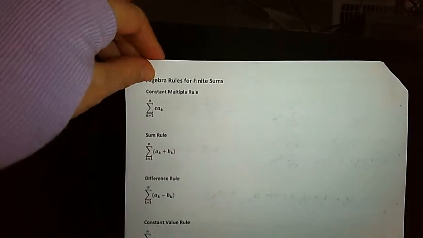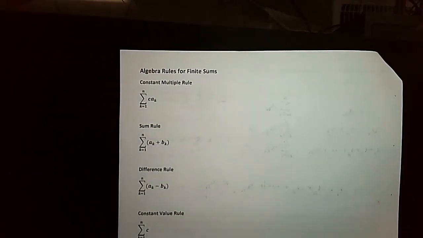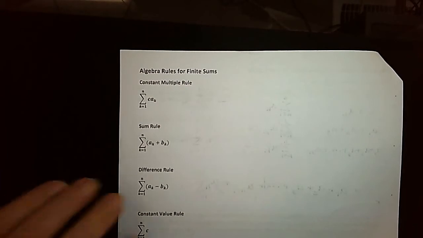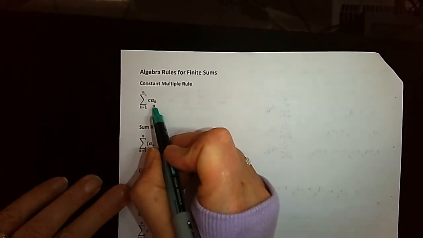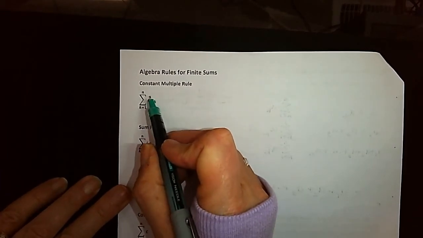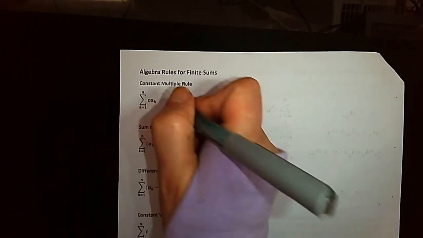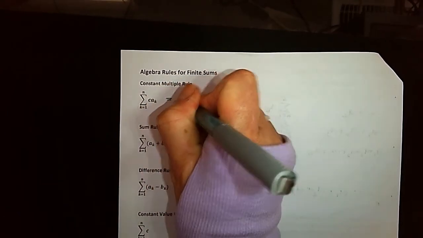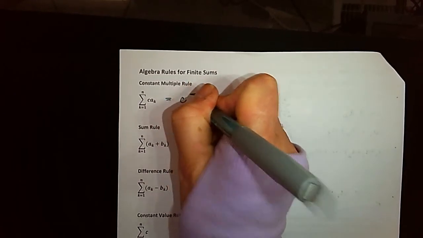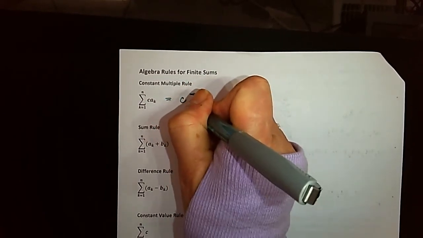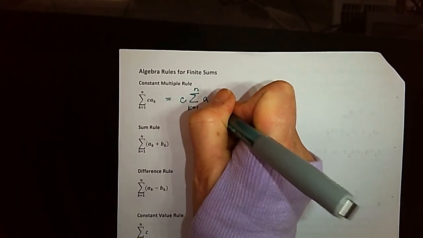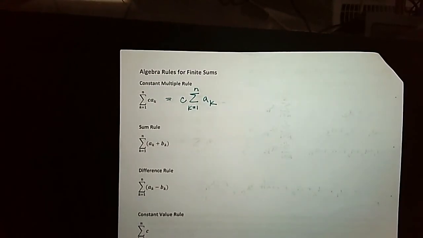We've got some algebra rules for finite sums. The first one is the constant multiple rule. If you look at what we have here, we still have that a sub k term, but it's got a constant c multiplied to it. This can be pulled apart in that we can do c, whatever that number is, times the summation where k is going from 1 to n of a sub k. So you can just pull that constant out, do the summation, and then multiply your answer times the c.